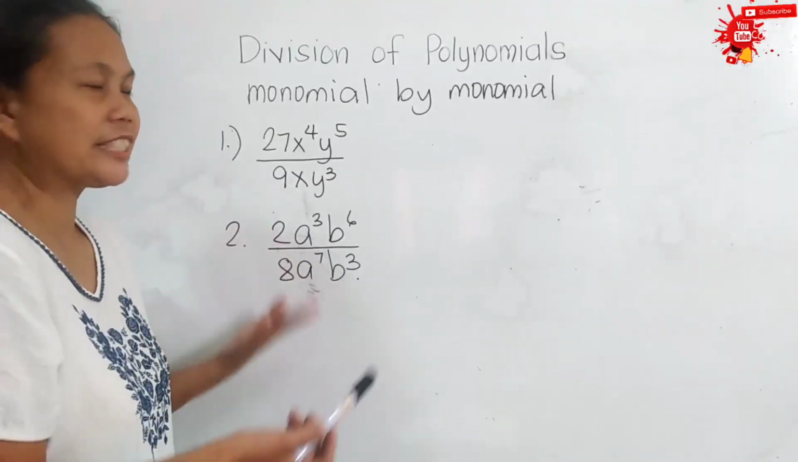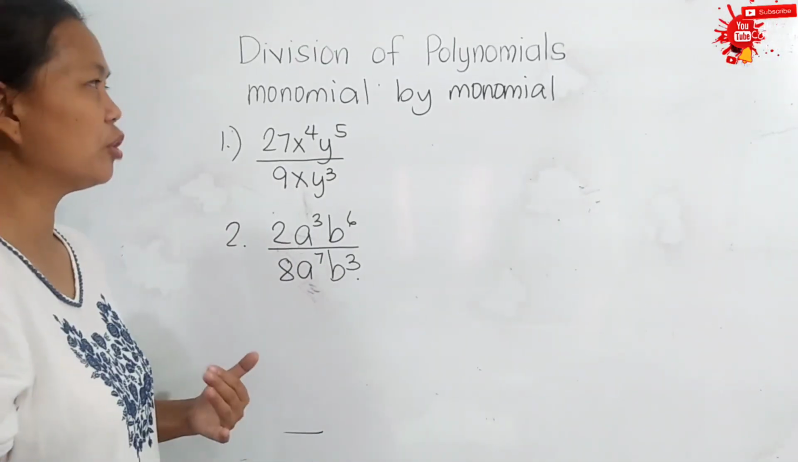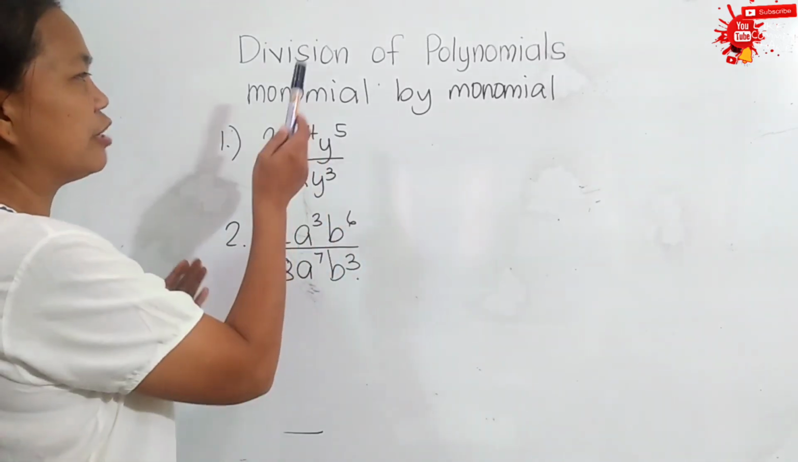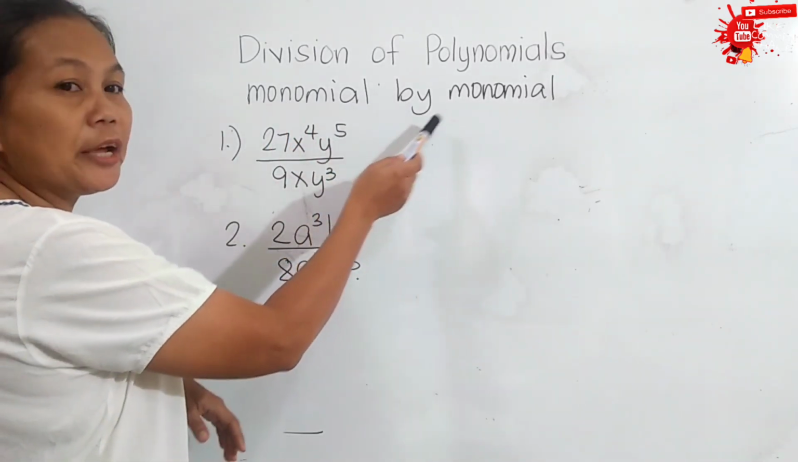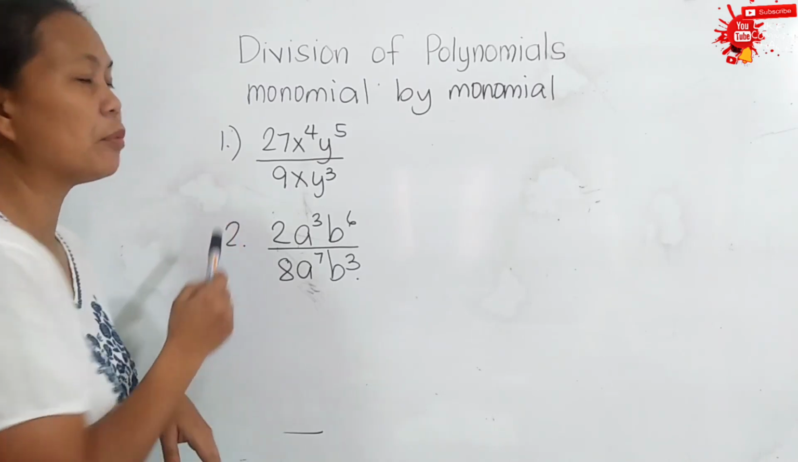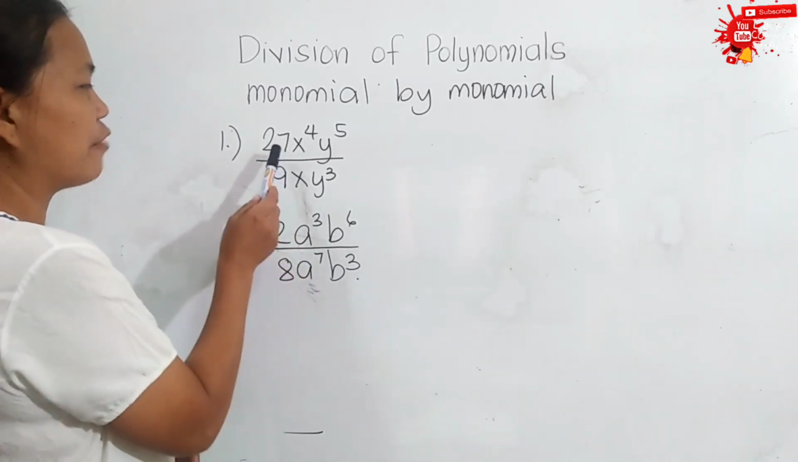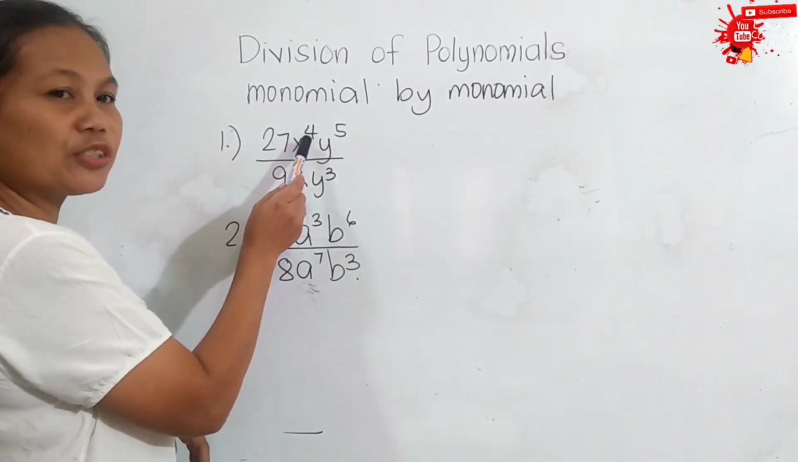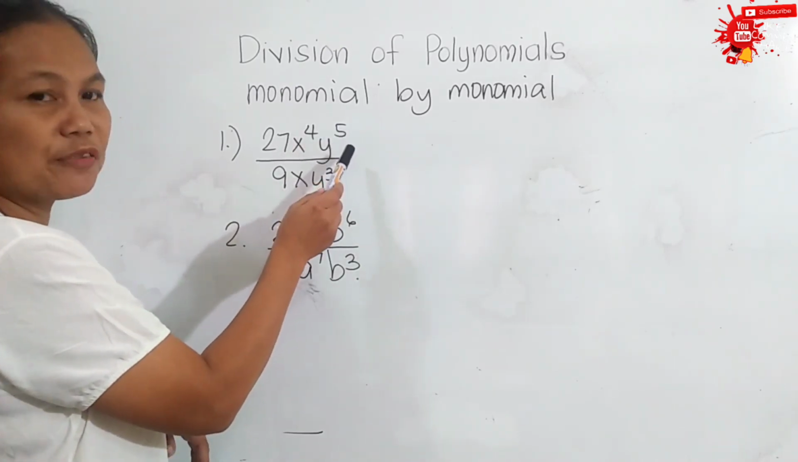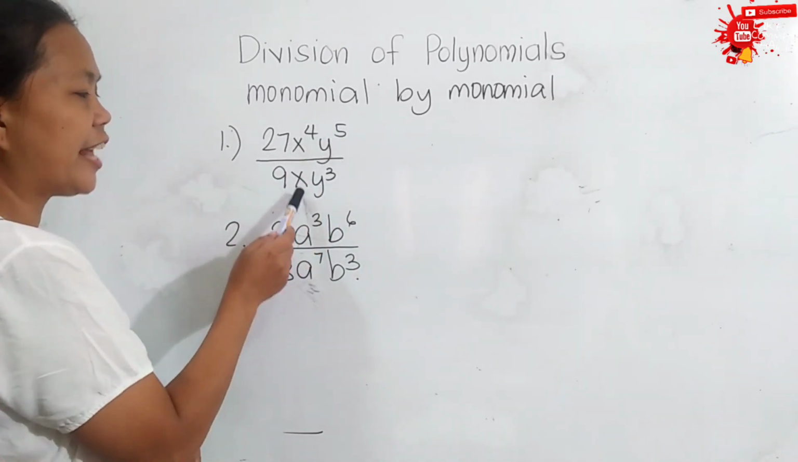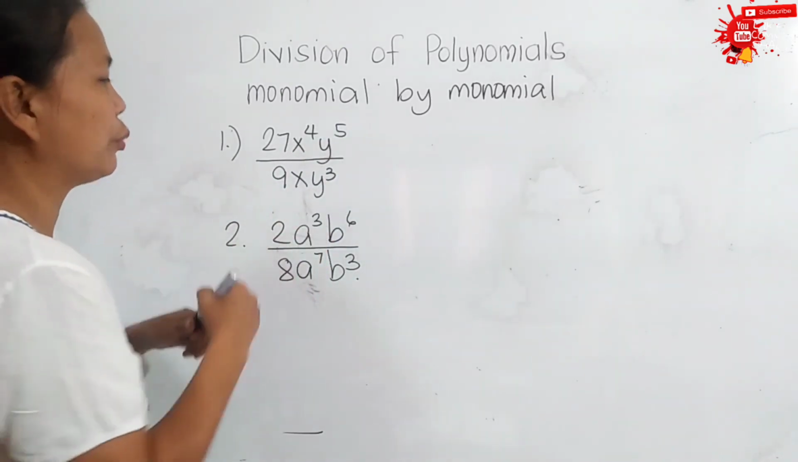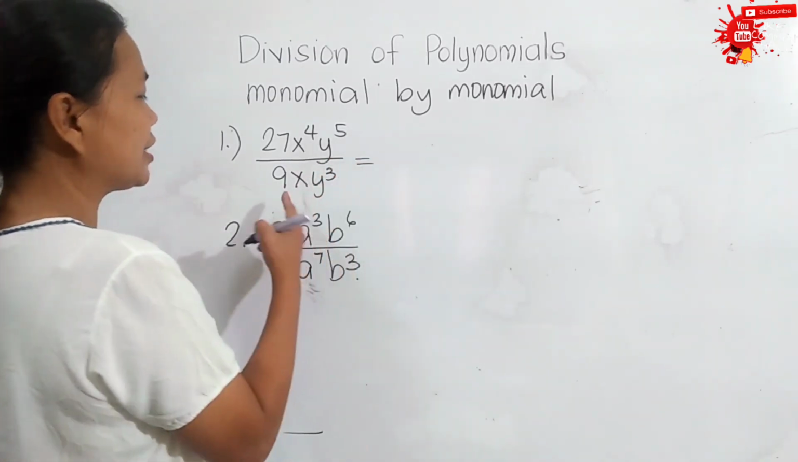Okay, let us have the discussion of division of polynomials. First, we have the division of monomial by monomial. So let us have example number 1. We have here 27x raised to 4, y raised to 5 over 9x y cubed. So we have to get the answer for this example.